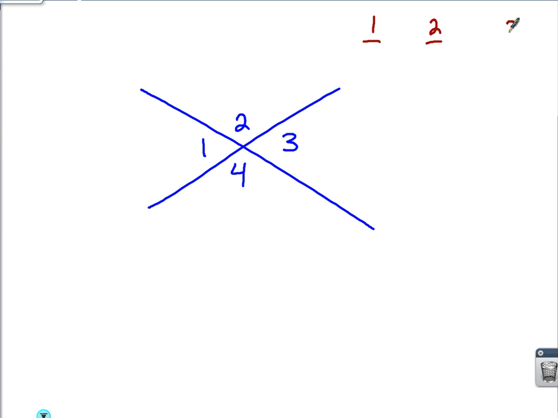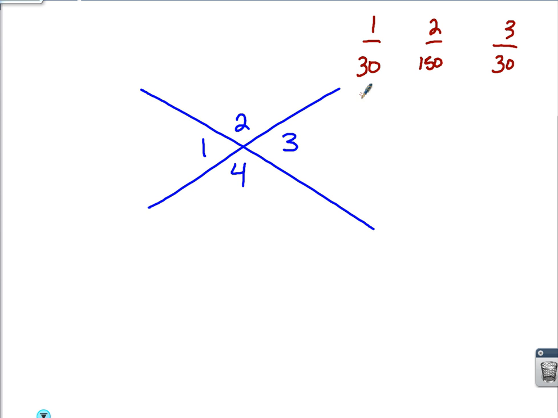So I want to show you something. Let's do 1, 2, 3. Let's just make up some numbers. Let's say the measure of angle 1 is 30 degrees. How big is angle 2? Supplementary, right? 150. How big is angle 3? If this is 150, how big is 3?